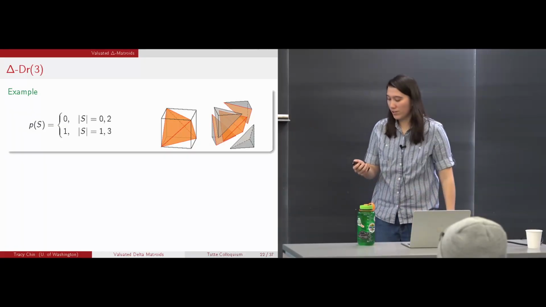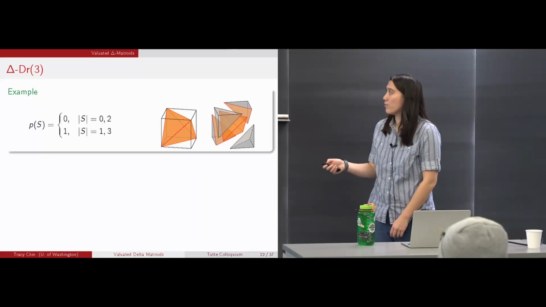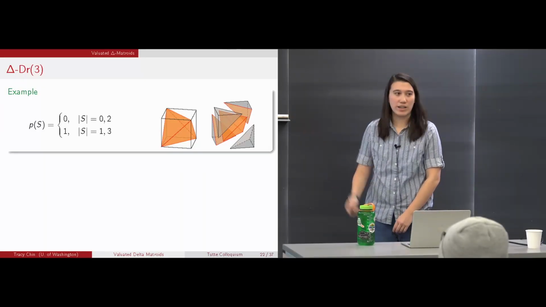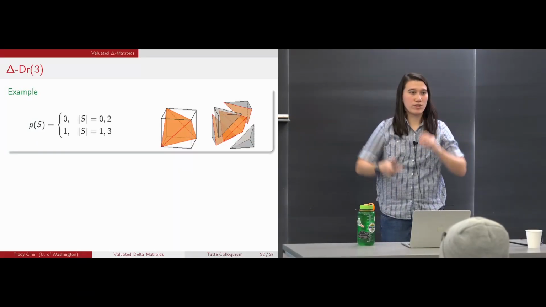So here's one function that is in the 3 delta Dressian. I'm going to take all of my even subsets at height 0 and all of my odd subsets at height 1. And I get this subdivision of the cube where I have this orange simplex in the middle, and then all the corners are their own simplices.